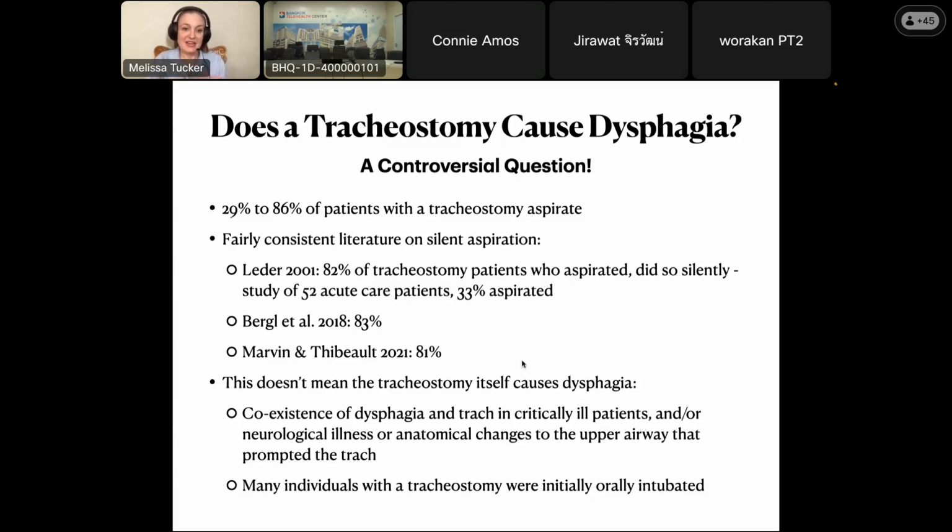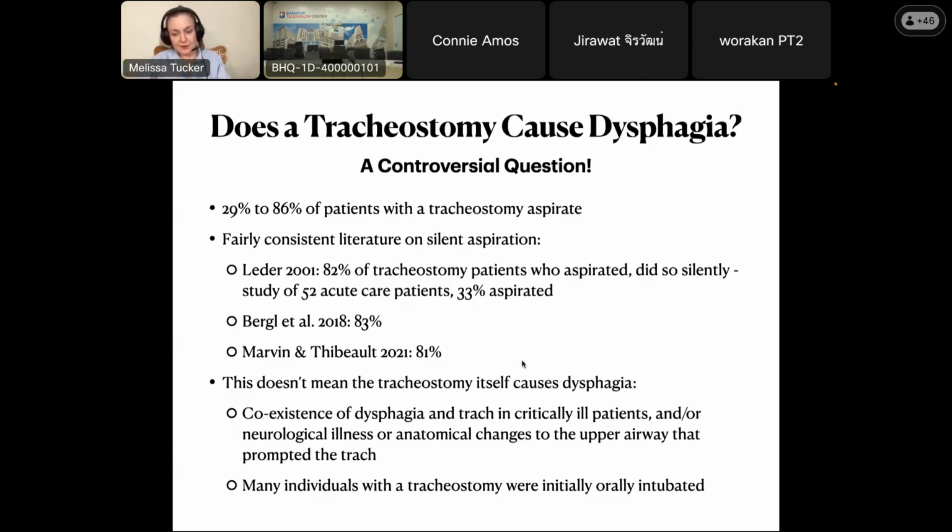We can't make the mistake of taking that to mean that a tracheostomy itself causes dysphagia or causes aspiration. The reason for that is the coexistence of dysphagia and tracheostomy in critically ill patients, or neurological issues, or patients with head and neck cancer or anatomical changes to the upper airway that prompted the trach. Additionally, many individuals who were converted to a tracheostomy started off orally intubated for a prolonged period of time, days to weeks. And the oral intubation itself causes dysphagia due to damage to the larynx.